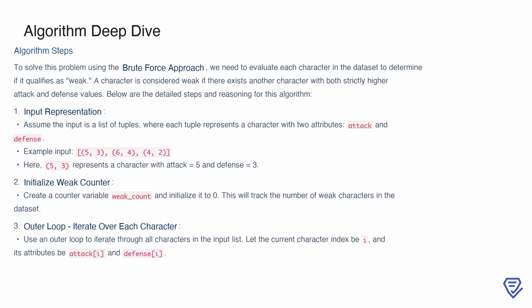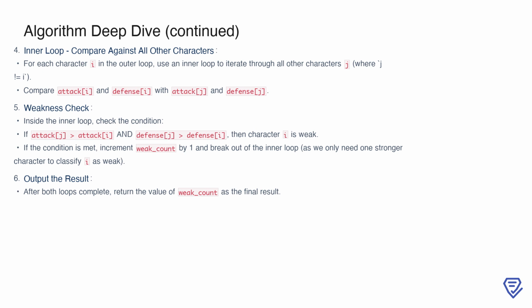Now, for each character in the outer loop, we use an inner loop to compare it against every other character in the list. This ensures that we evaluate all possible pairs. Specifically, for the character at index i in the outer loop, the inner loop iterates through all other characters at indices j, where j is not equal to i.